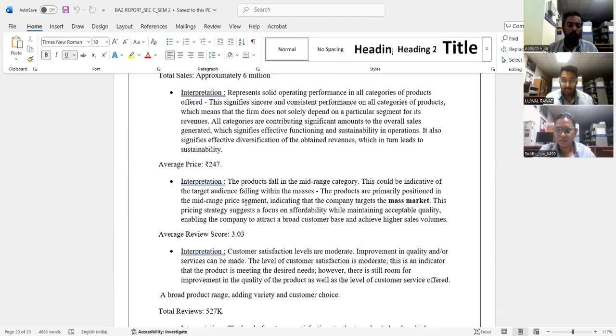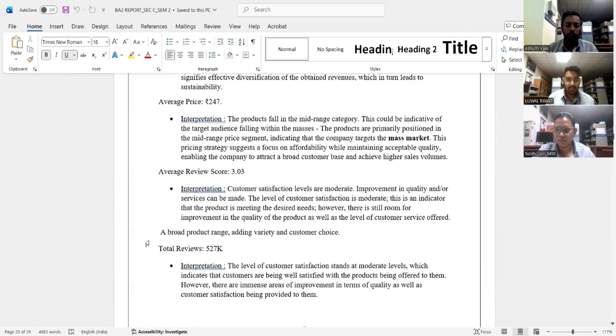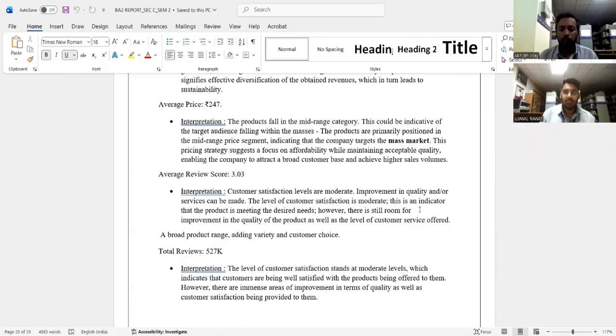Then our second one was average product price. It was almost 247 rupees, so products are largely priced in the mid-range segment. Our interpretation is that the company is targeting the mass market, balancing affordability with acceptable profit margins. This pricing strategy helps attract a wide customer base while maintaining volume sales.